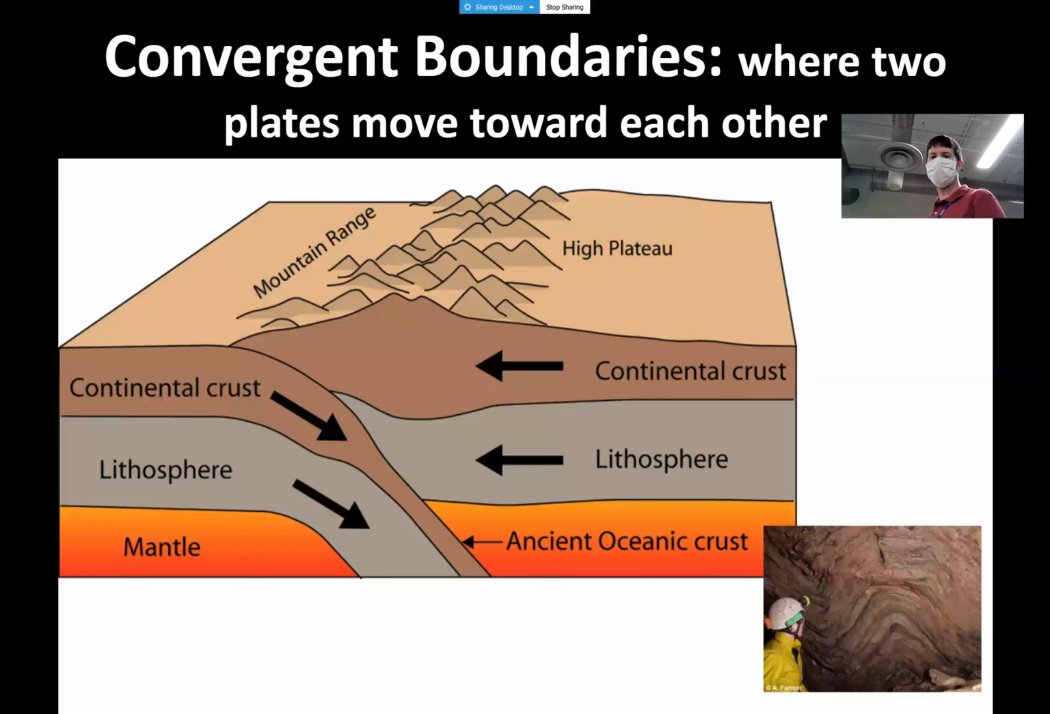So next type is called a convergent boundary. Okay, so this is divergent boundaries when plates move away. Convergent boundaries when plates move toward each other. So this is some kind of collision between two plates.